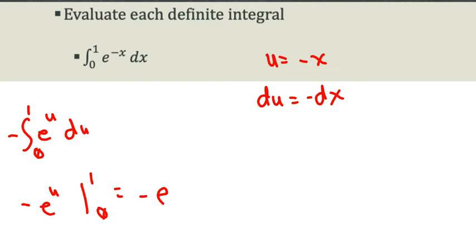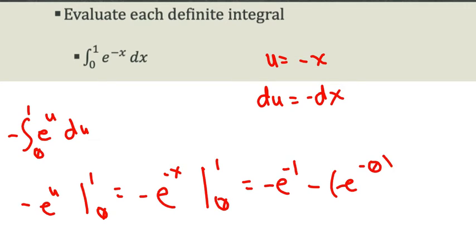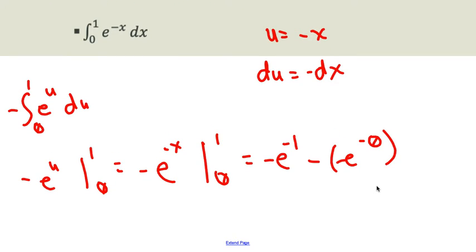Replace the u, so negative e to the negative x, evaluated from 0 to 1. Let's plug it in and see what we get. So I have negative e raised to the negative 1 minus negative e raised to the negative 0. Okay, double negative here, change that to positive. So this is negative 1 over e plus e to the 0, which is 1.